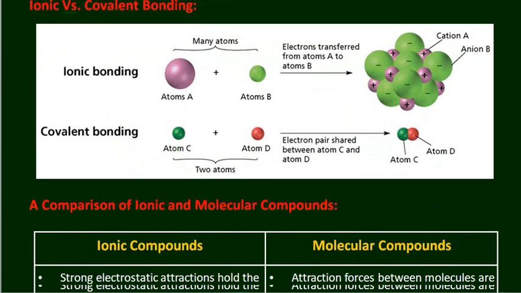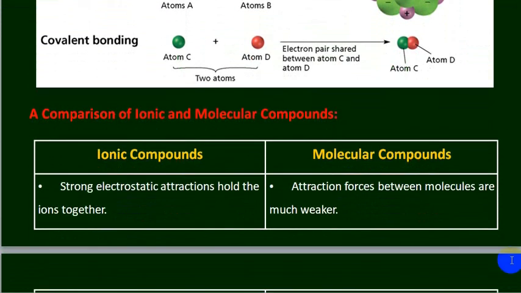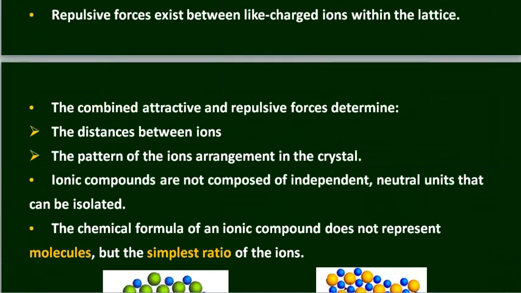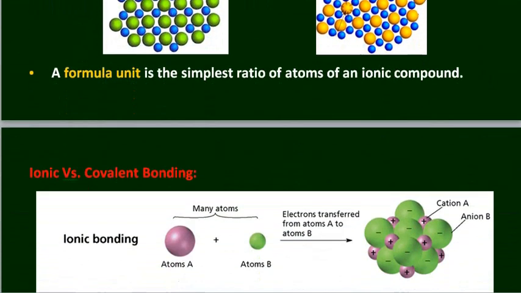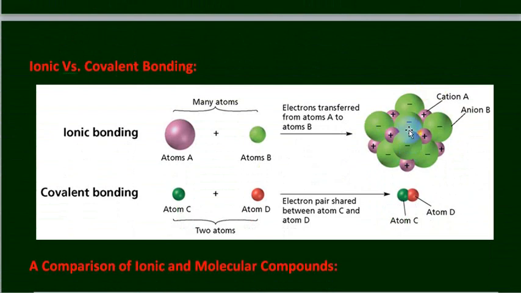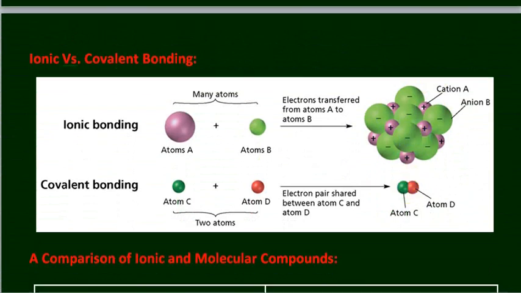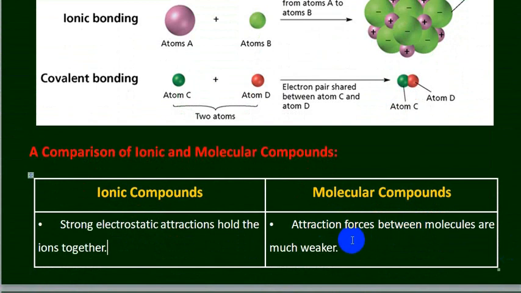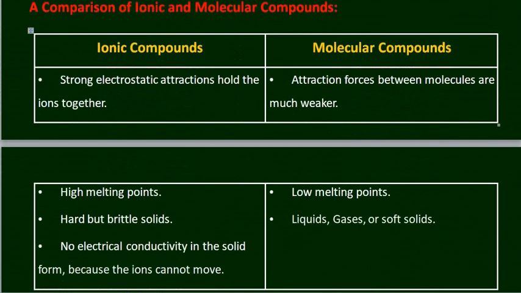Let's compare now between ionic and molecular compounds. In ionic compounds, strong electrostatic attraction holds the atoms together. Strong electrostatic attraction, the attraction between positive and negative ions, is stronger, while here the attraction is weak. So the first point: the attraction forces between molecules are much weaker. This is the first point.